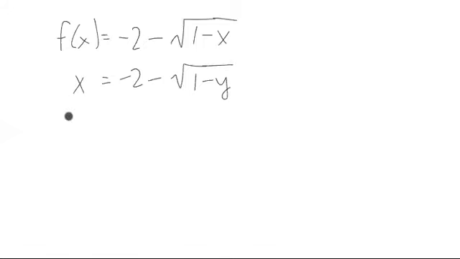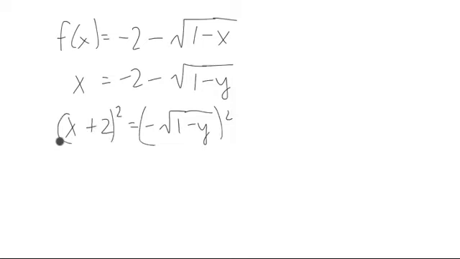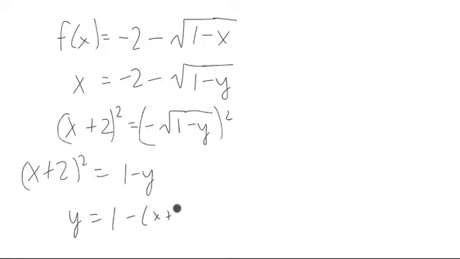So let's put the plus 2. Then we square both sides. So we end up getting x plus 2 quantity squared. And that's equal to, now when you square this, the negative goes away and you're just left with 1 minus y, because the squaring interacts with the square root that way. And so then we have, you could just put the y over here and that over there to get y equals 1 minus x plus 2 quantity squared, however you would like to do it.